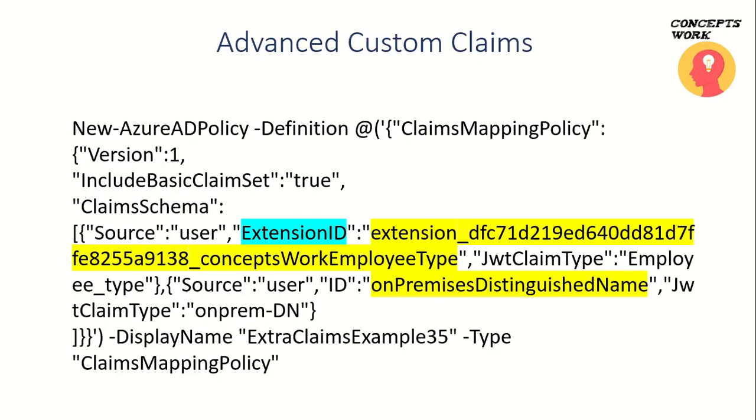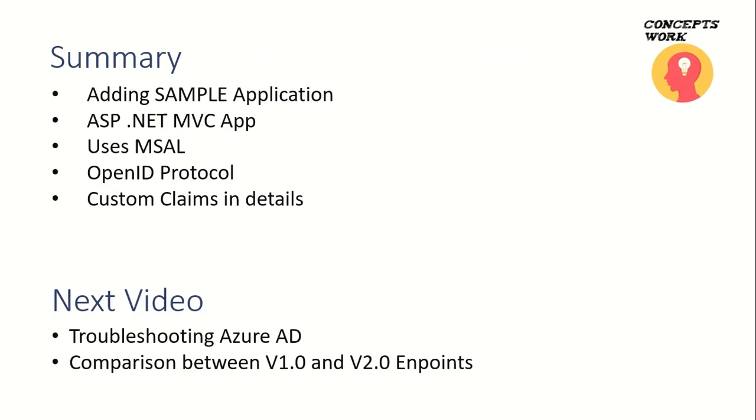So let's talk about a quick summary of what all we have discussed in this video. We have discussed a sample app, which was an MVC app which uses MSAL and OpenIdConnect. We also talked about custom claims referring to extension attributes. In the next video, I'm going to cover at least 5 to 10 very specific cases for advanced troubleshooting of Azure AD. And we'll also talk about the comparison between v1.0 and v2.0 endpoints.